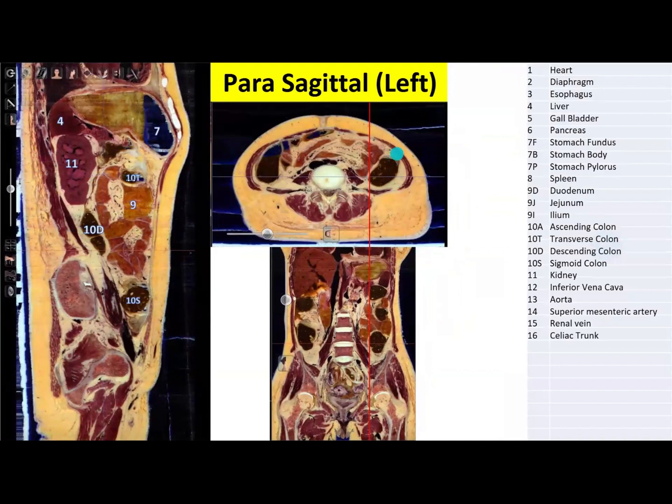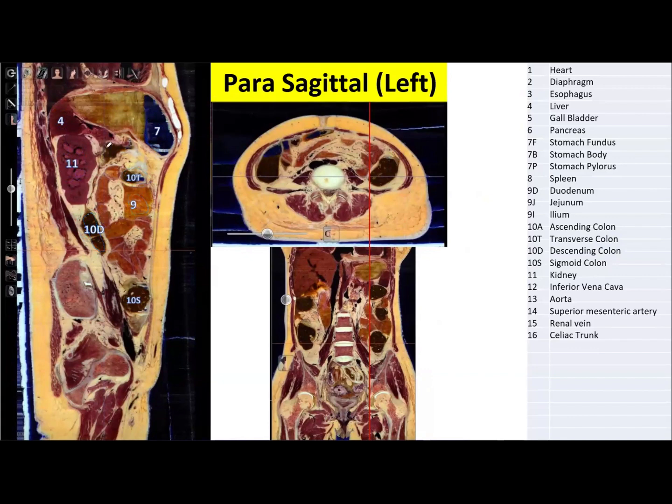Parasagittal. Okay, what do we have here? We have the stomach. We already know this is the stomach. We have the liver. 11, which is the kidneys. You can kind of see the inside of the kidney. It's kind of like that. And you have the transverse colon. You have the small intestines. You have the descending colon. You see how it's kind of going down? When you see this going down, it's the descending colon.